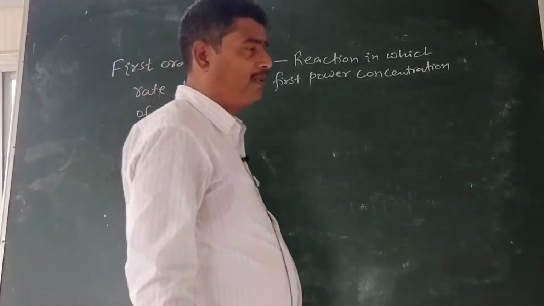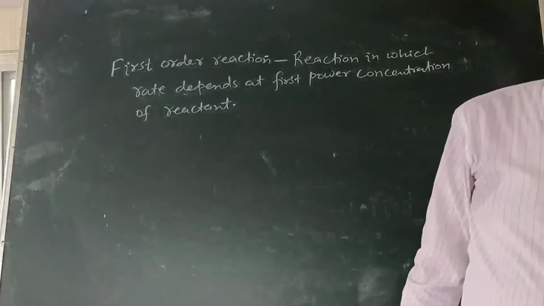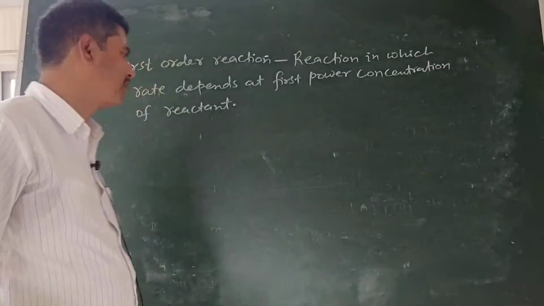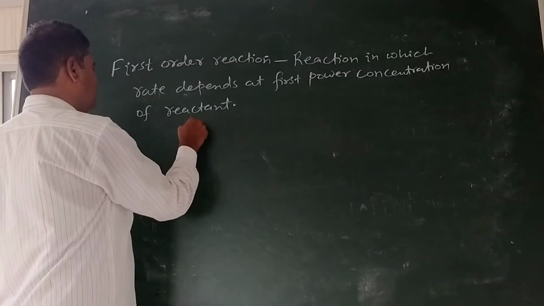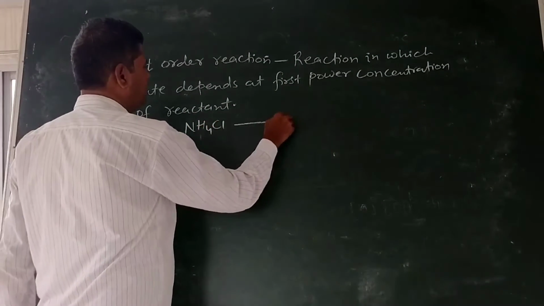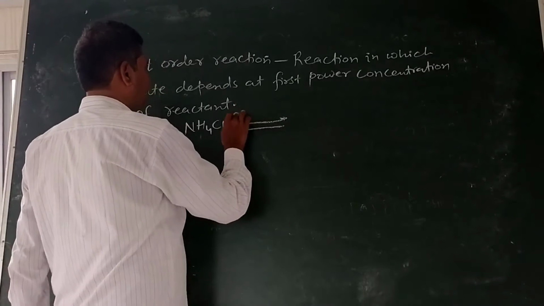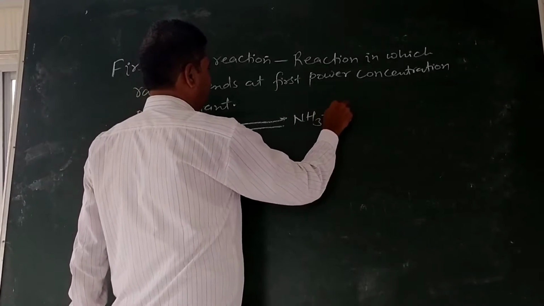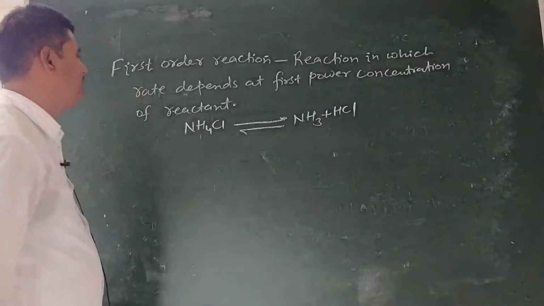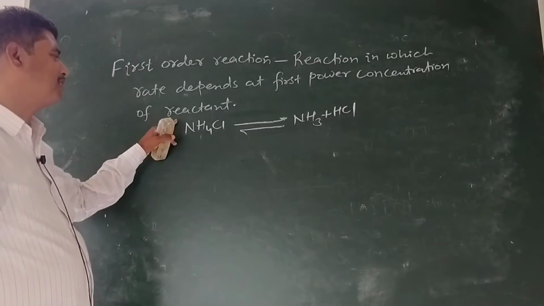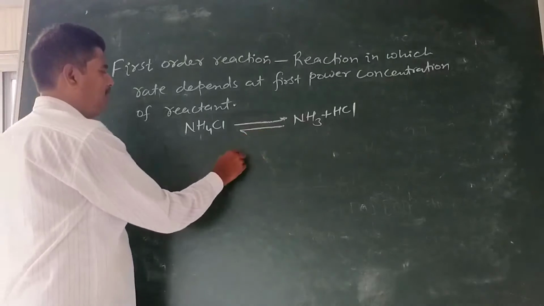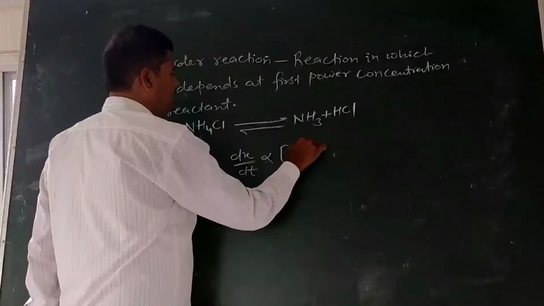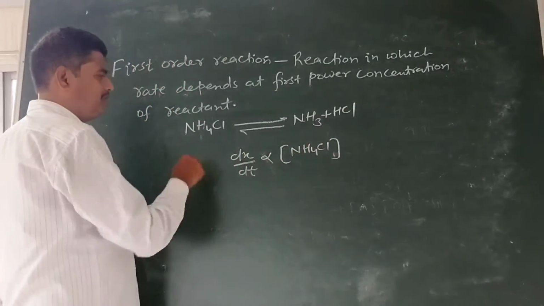The decomposition of ammonium chloride into ammonia and HCl is a first order reaction. The decomposition rate depends on the first power of the concentration of NH4Cl. dx upon dt is proportional to the active mass of NH4Cl.